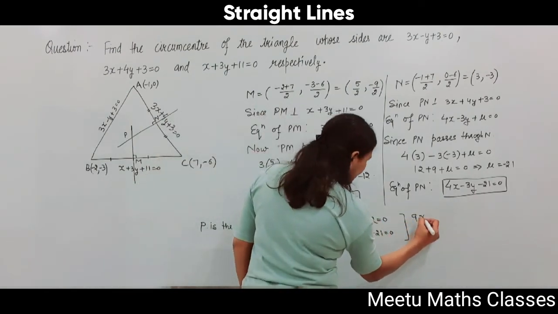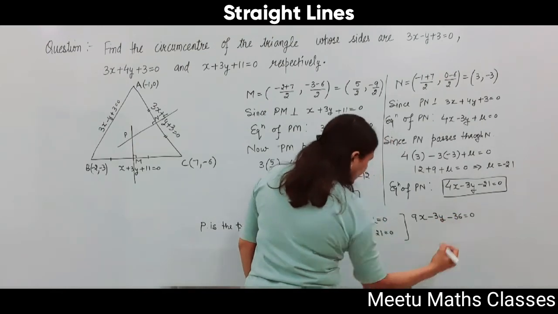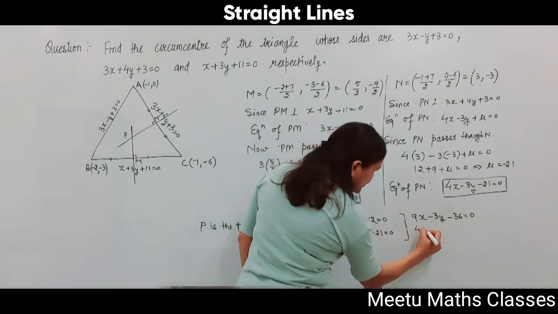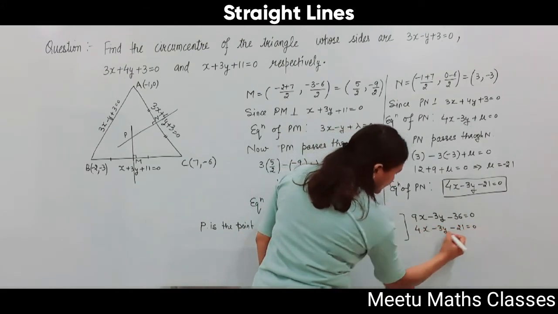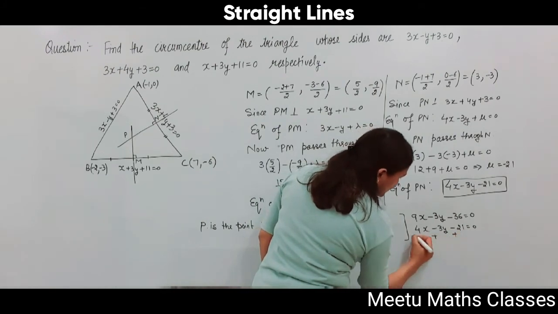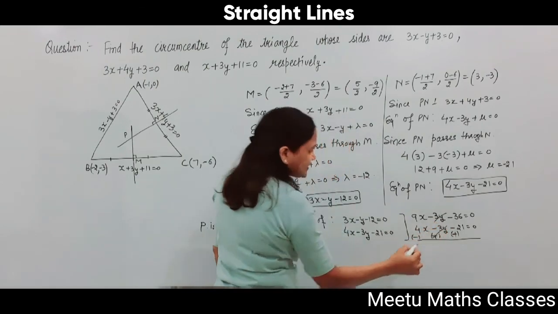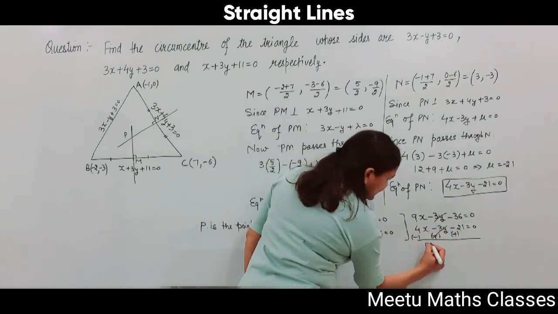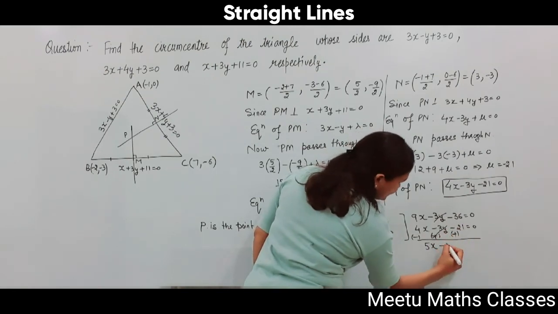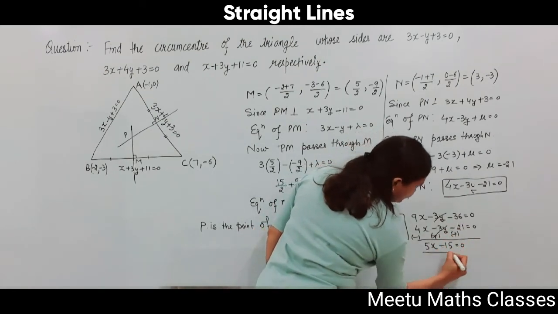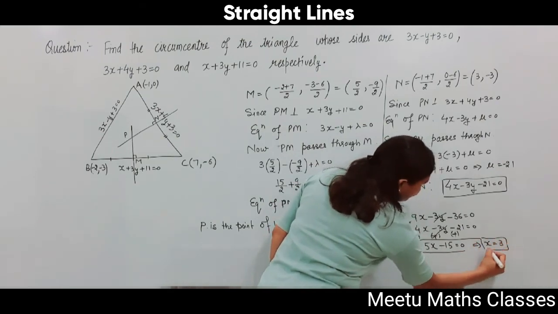You will get 9x minus 3y minus 36 is equal to 0. And the second equation is 4x minus 3y minus 21 is equal to 0. Subtracting this equation, this will cancel out, we will get 5x minus 15 is equal to 0, or we can say that x is equal to 3.